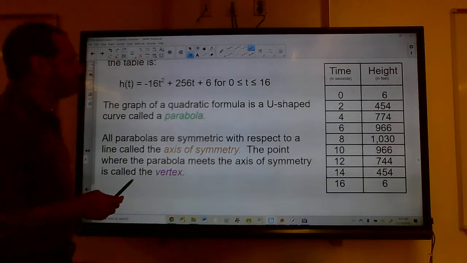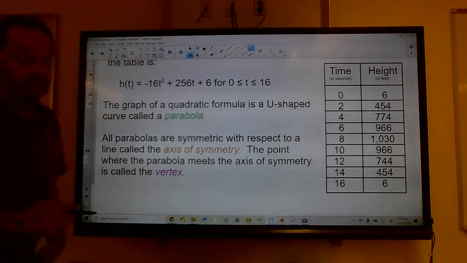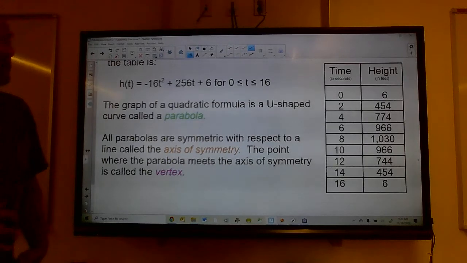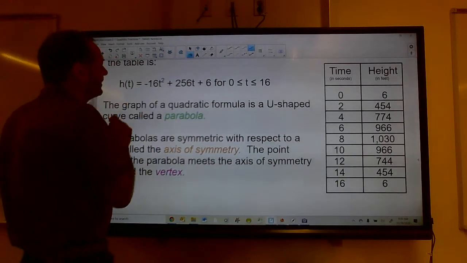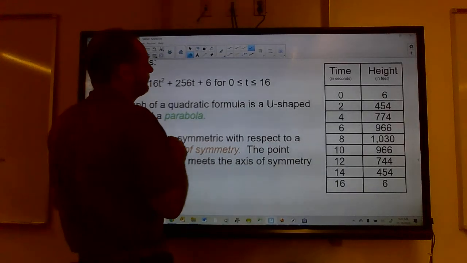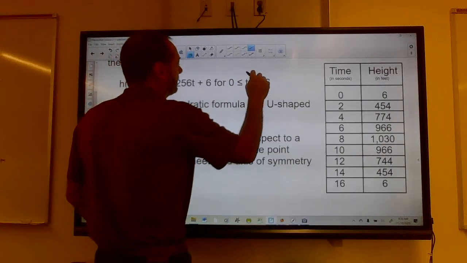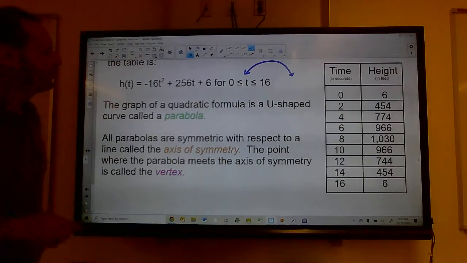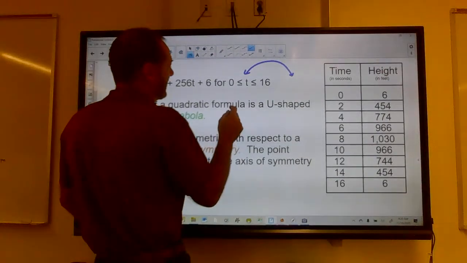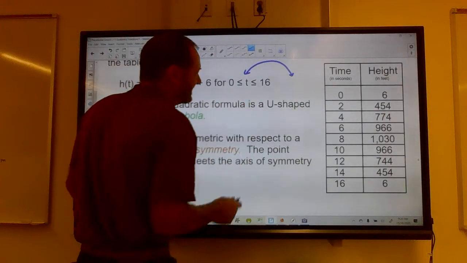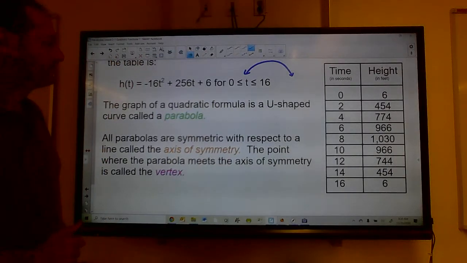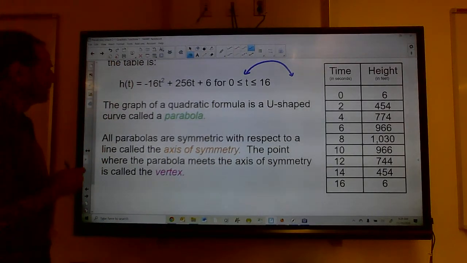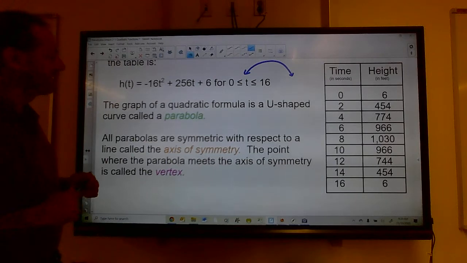Okay, so what do we know about this? This has degree 2, that's the biggest power, therefore it's a parabola. We know that the leading coefficient is negative, so the parabola is upside down, so this thing's going to look something like this. We know that this thing starts at time 0 and it ends at time 16. The graph of the quadratic formula.